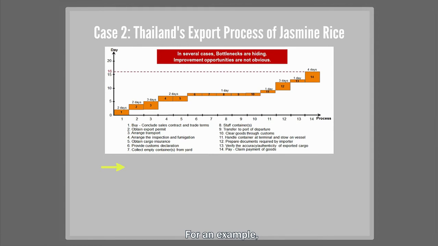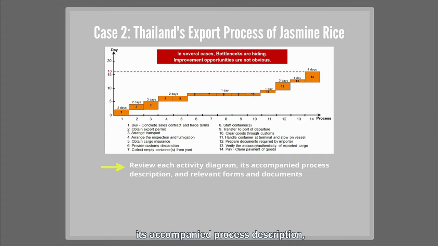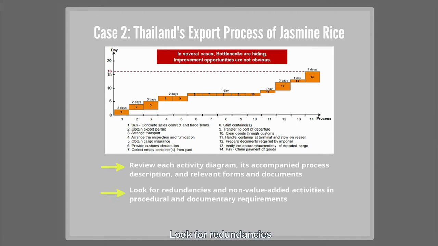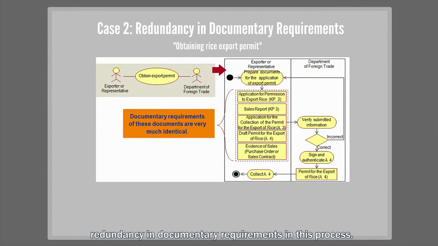For example, we may need to review each activity diagram, its accompanying process description, relevant forms, and documents. Look for redundancies and any non-value-added activities in the procedural and documentary requirements. For example, from the activity diagram of the obtaining rice export permit process, as shown, you may notice that there are several redundancies in documentary requirements in this process. An exporter needs to prepare and submit a set of 5 documents to the Department of Foreign Trade in this case. The documentary requirements of those documents are very much identical, since they are referring to the same product and the same shipment.